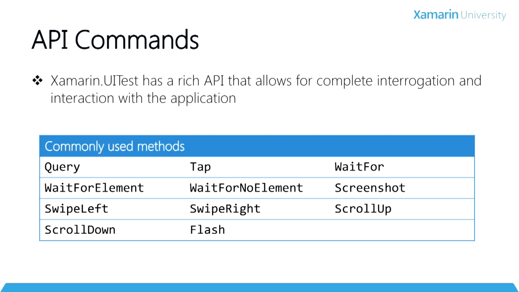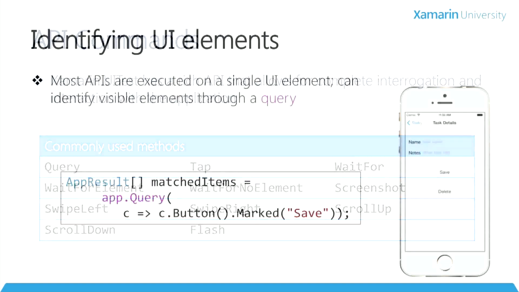SwipeLeft will perform a swipe action from the right to the left of the device. SwipeRight performs a swipe action from the left to the right of the device. ScrollUp and ScrollDown. These are swipe actions, but they're renamed because they're more often used for scrolling. And then Flash can flash the elements that match your selector.